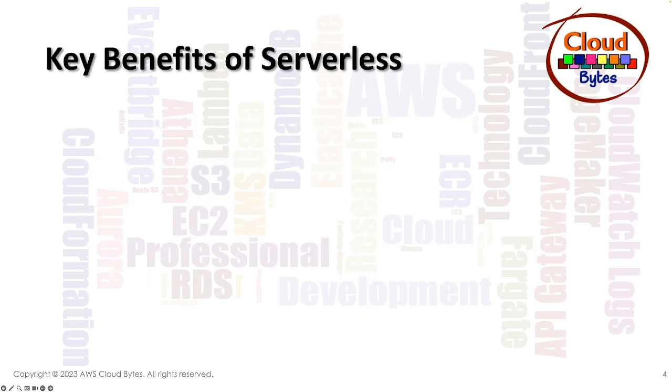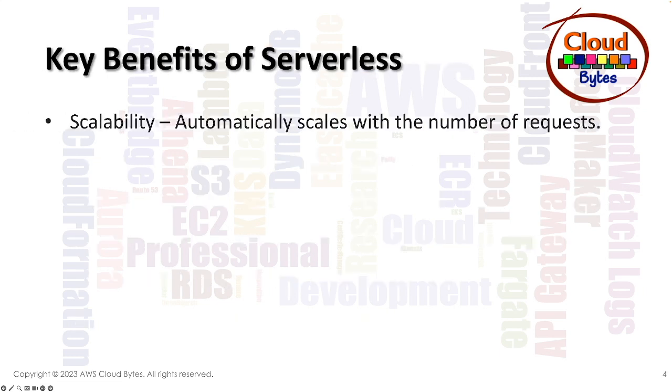Let's move to the key benefits. One of the key benefits is scaling. Serverless platforms like AWS Lambda automatically scale your application to handle any kind of incoming request, whether it is 10 users or 10 million. As I already mentioned, it can handle this without any intervention on your part, so you don't have to intervene to scale in order to handle the incoming requests.